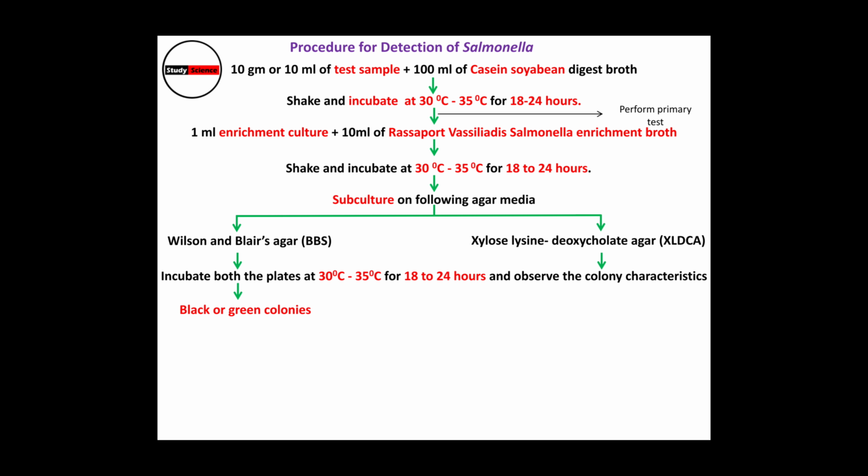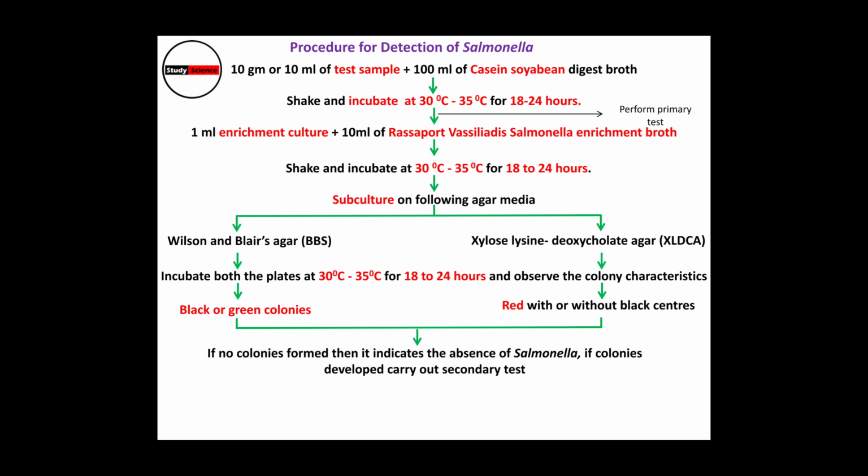If you observe black or green colonies in first case and red colonies with or without black centers in second case, which means there is a possible presence of Salmonella. If no colonies form, then it indicates the absence of Salmonella. If you have to confirm the presence of Salmonella, we have to again perform the following steps.